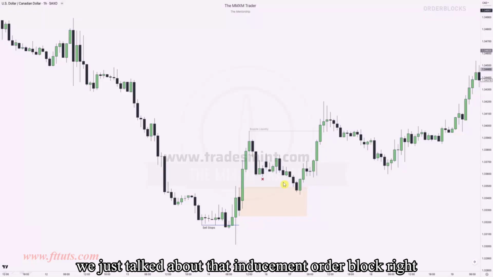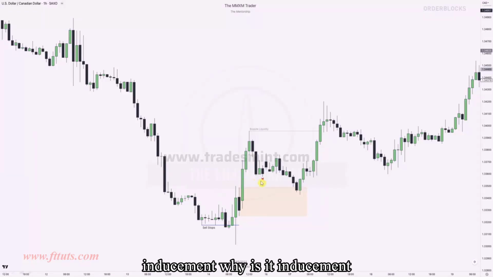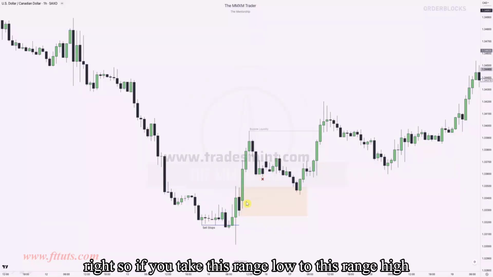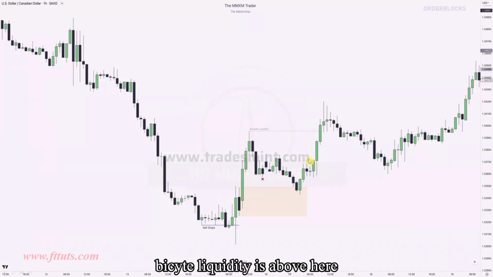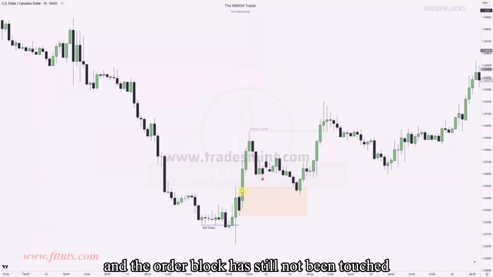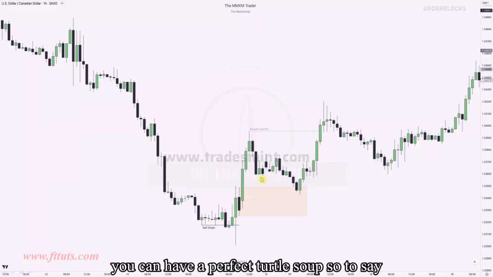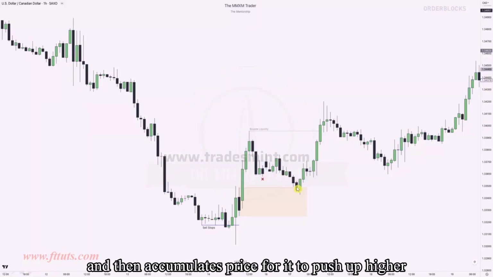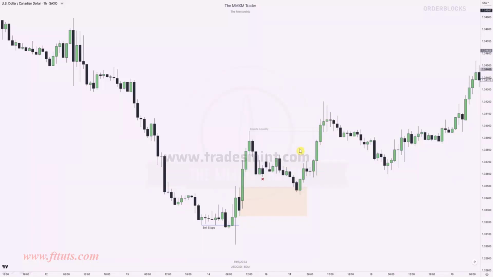We just talked about that inducement order block, right? Inducement, why is it inducement? Because we have a short-term low formed just before this level over here, right? So if you take this range low to this range high, buy side liquidity is above here. When you have a short-term low formed near the middle of the range and the order block has still not been touched, you can have a perfect turtle soup, so to say, because we're raiding this low and then displacing up higher. So this is pairing up again, orders, right? It's order pairing. We have sell stops down here, price pushes down lower into it and then accumulates buys for it to push up higher.